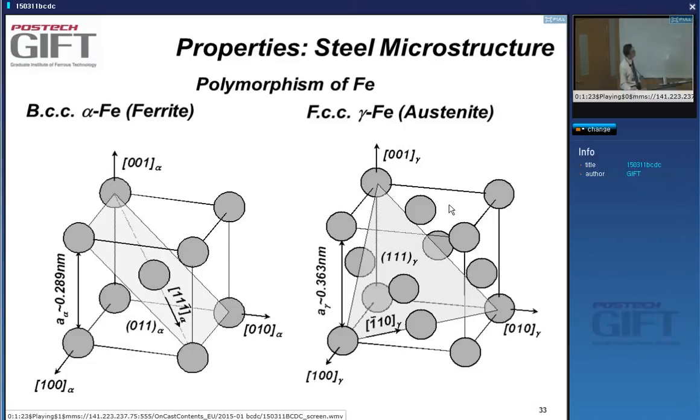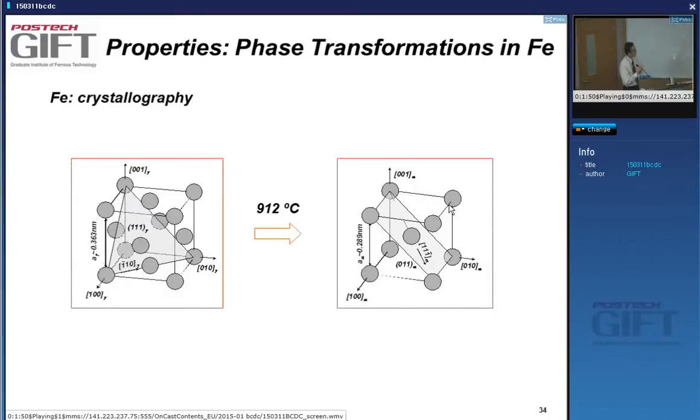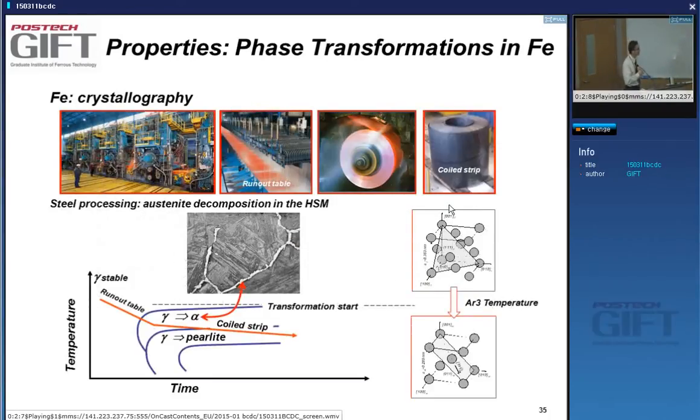These crystal structures are very different. They have very different properties, going from elastic modulus all the way to diffusion constants in these two phases. Mechanical properties are different, yes? In pure iron, this transformation from high temperature austenite to low temperature ferrite is at 912 degrees, so it's pretty high temperature. We encounter this transformation in almost all steel processing. As soon as you are around this temperature, close to 900, of course, it depends on composition, the transformation will occur.